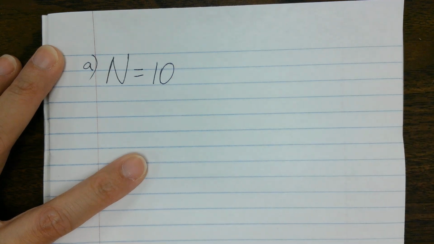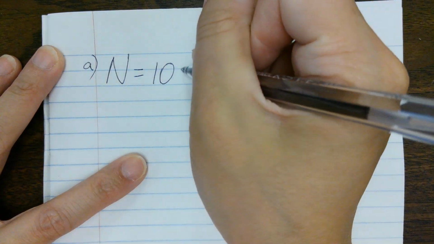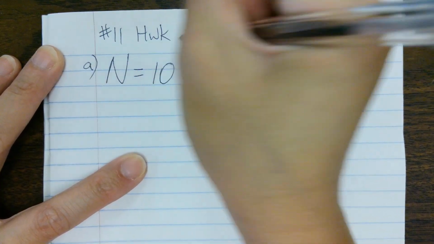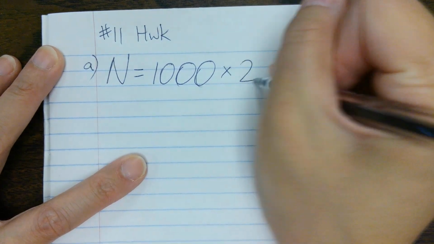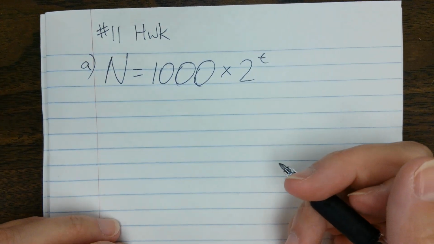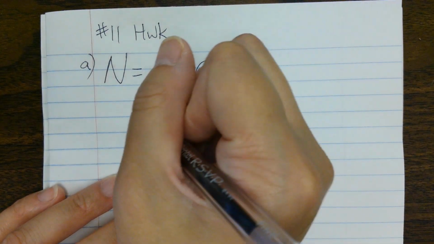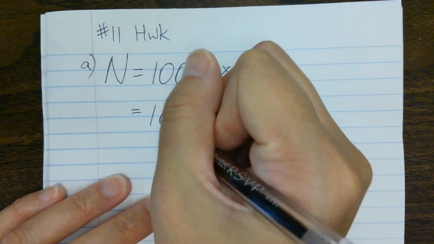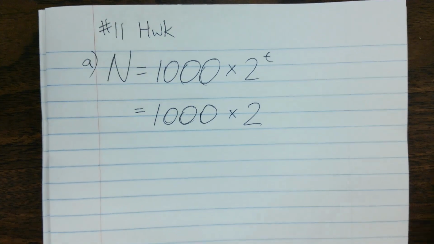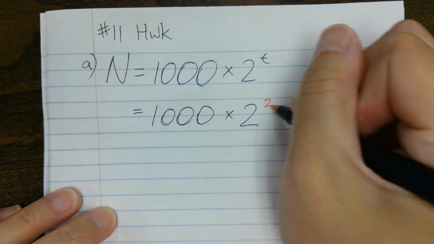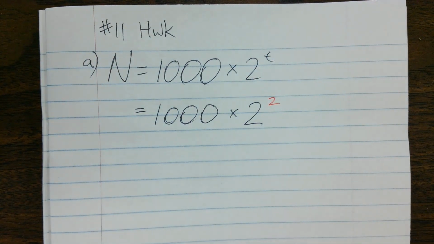So, picking up the homework from yesterday, this was number 11 from the homework. Okay, so we have n equals 1,000 times 2 to the t. So if we want to find out the number of bees after 2 months, where do I plug in that 2? For the t. Where the t is. Good. Okay. It's a positive exponent.